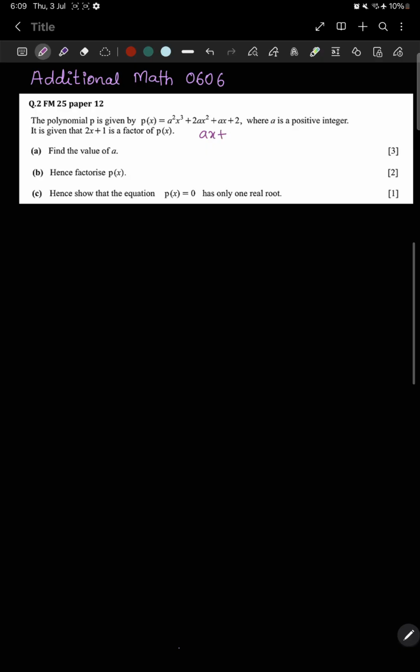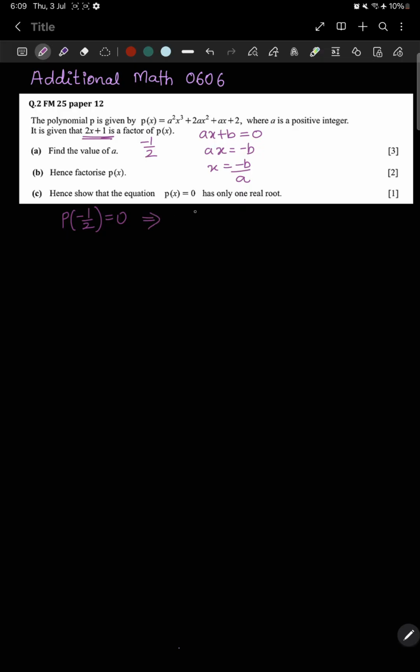We use the factor theorem which says if ax plus b is a factor of a polynomial, then if I equate this to 0, I get a root of the polynomial. So that's going to be x equals minus b over a. That would be the root of the polynomial. Using this theorem, for 2x plus 1, minus half should be a root of the polynomial. That means if I substitute minus half in place of x, I should get 0.